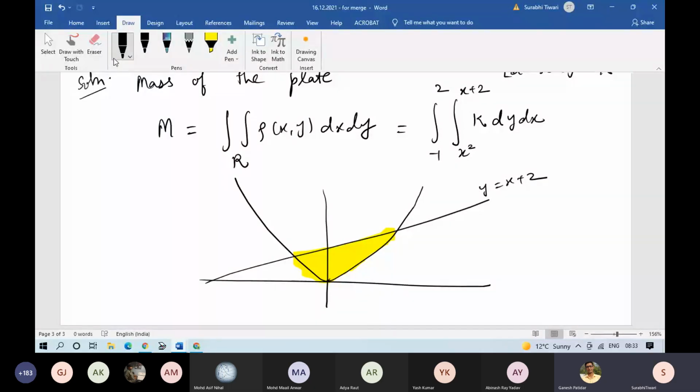And what will these points be? -1, 1 and this point will be 2, 4. Okay, so this is the x axis and this is the y axis, so you have to take a strip parallel to the y axis. So y varies from this curve to this line, and x from -1 to 2. Calculate it, how much did you get? 9k/2. Now find the center of gravity.